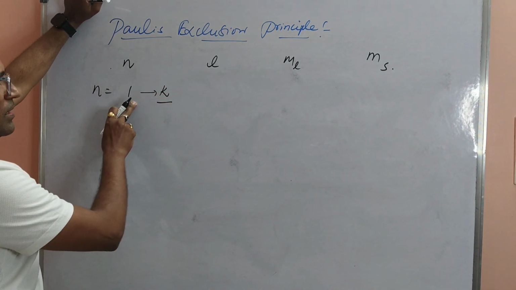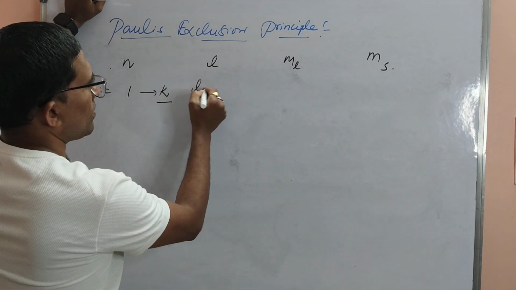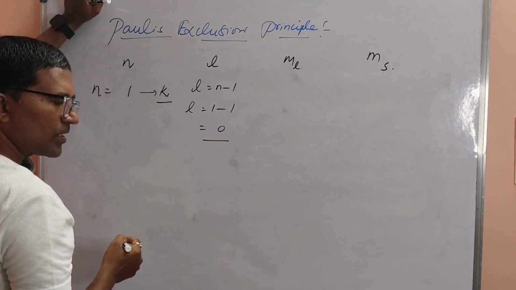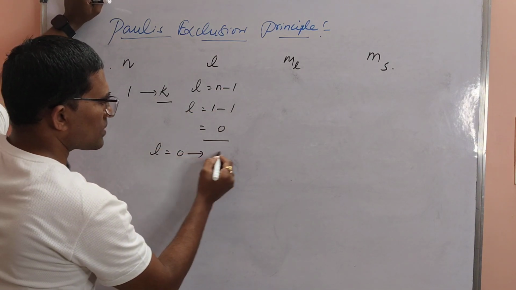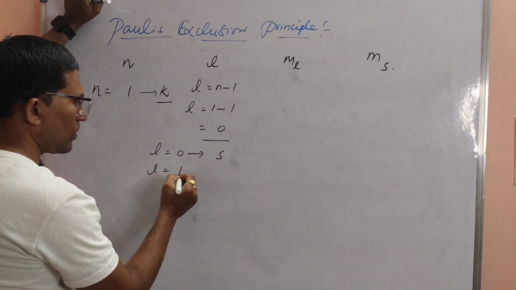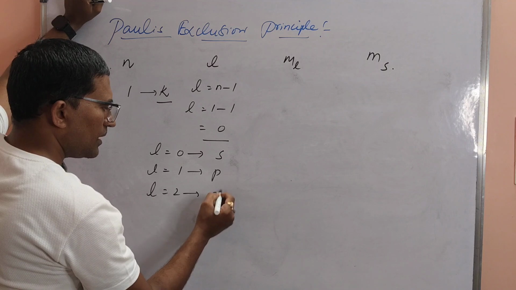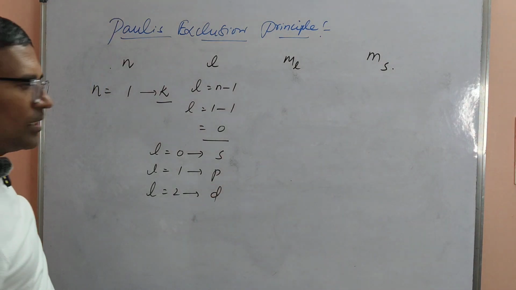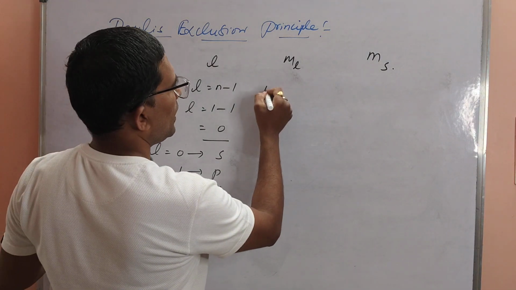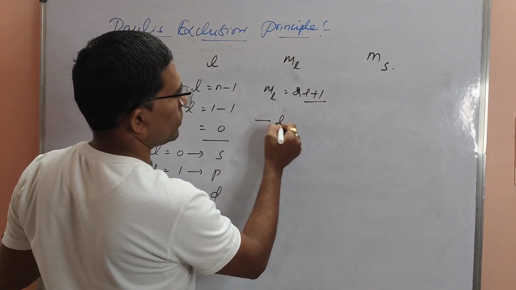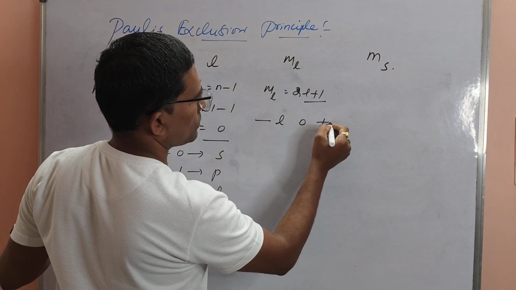n is equal to 1 means L will become 0. We have a formula, L is equal to n minus 1, so L is equal to 1 minus 1, which is 0. L is equal to 0 means s subshell. L is equal to 1 means p subshell. L is equal to 2 means d subshell, and so on. Now the ML value, sir. The number of ML values is 2L plus 1. They start from negative, go to 0, then positive.